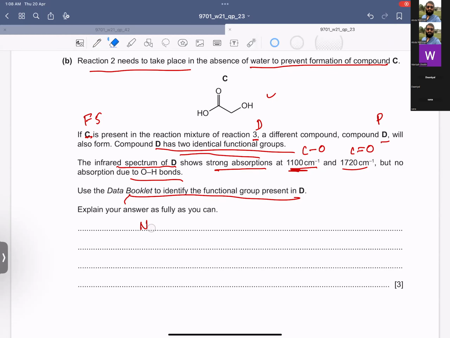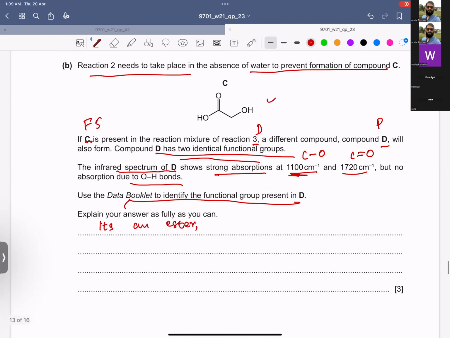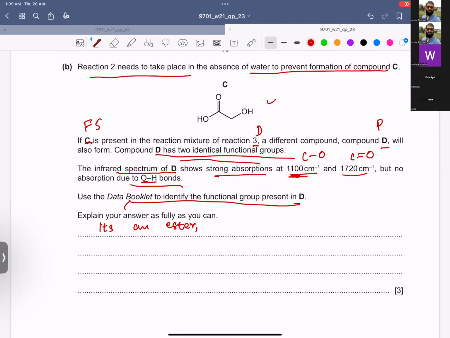So we can say that it's an ester. And why did I figure out that it's an ester? Because there is no OH bond signal. So a CO bond.